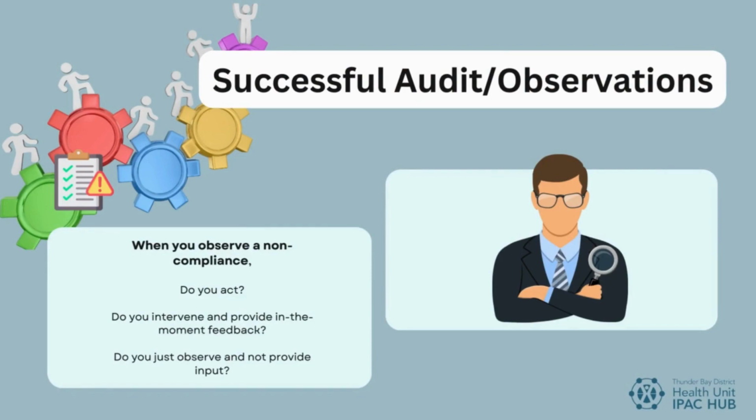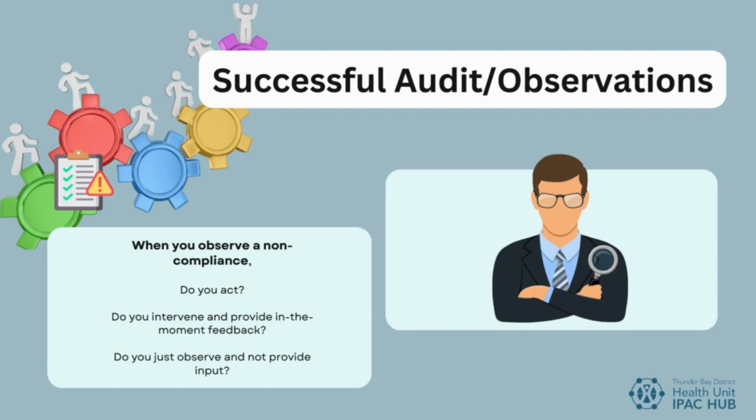When it comes to observing noncompliance, do you act and provide feedback, or do you just observe? Use a combination within your setting. Depending on why you are auditing, you may not want to intervene. For example, if you are setting your baseline, you want to just observe and collect the data. However, if you are auditing to gauge compliance so you can target education, you will want to intervene and provide feedback. Of course, you must intervene if what you are observing is detrimental to the health and safety of the staff or clients.